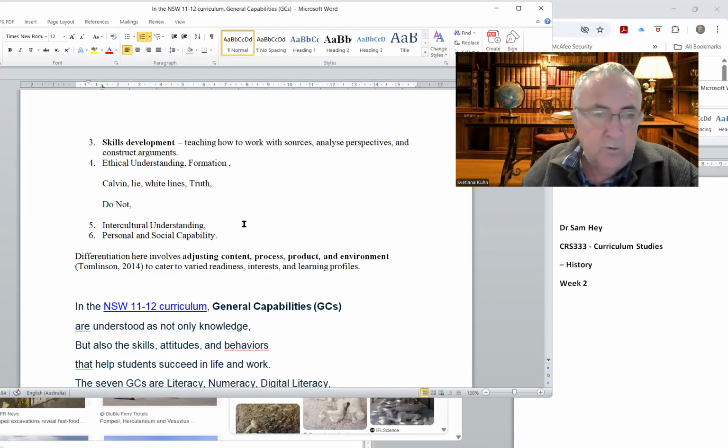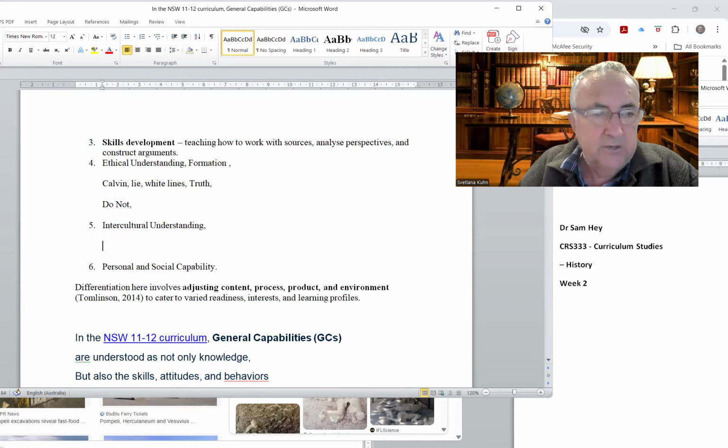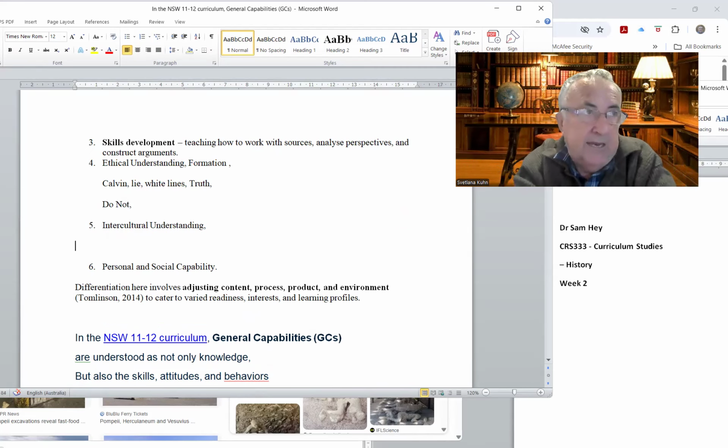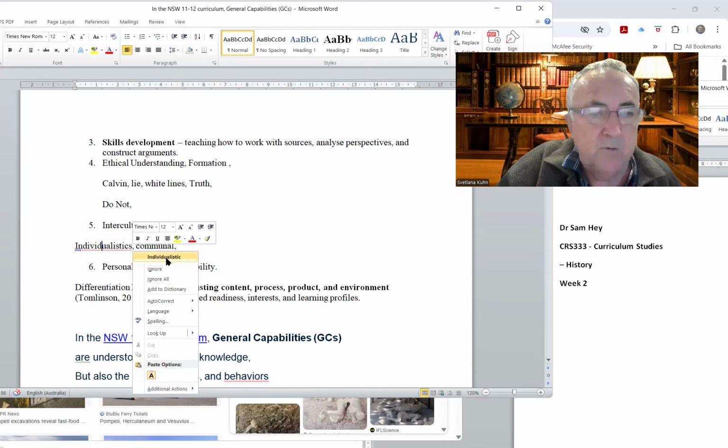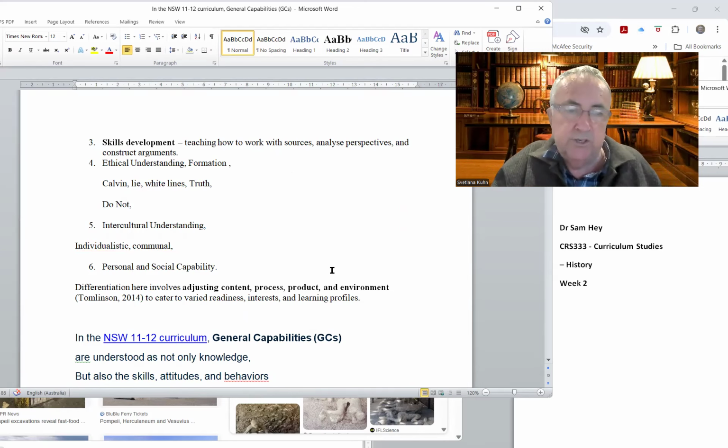Intercultural understanding is important, and recognising that some students come from other cultures that speak other languages and have other core values. We in the West often come from an individualistic culture, but other nations might come from a more communal culture, such as Asia. And when we're talking to one another as students and teachers, we have to recognise that there can be these different perspectives because people come from different cultures.